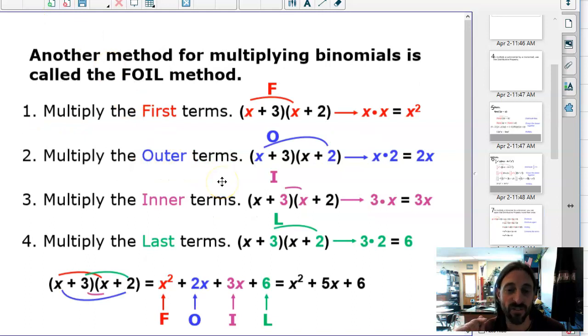Another way to do this is with the FOIL method. And please write this down, because this is what you'll hear in math. If you go to another school or go somewhere else in the world, they'll say, well, FOIL it. What does FOIL mean? When you multiply binomials together, first, the first terms, x times x is x squared. Second, you do the outer, x times 2, 2x. Then you do the inner, 3 times x, 3x. And then you do the last terms, 3 times 2 is 6. Then you combine anything you can.